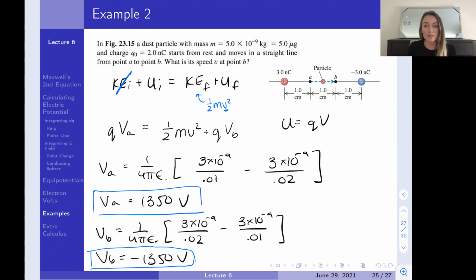And this makes conceptual sense. We always want to check to make sure that our answer makes physical sense, because when a positive charge is close to a positive charge, it does not want to be near that positive charge. When a positive charge is close to a negative charge, it wants to be near that negative charge. So it makes sense that our positive little dust particle was accelerated away from the positive charge and towards the negative charge. So this makes sense.